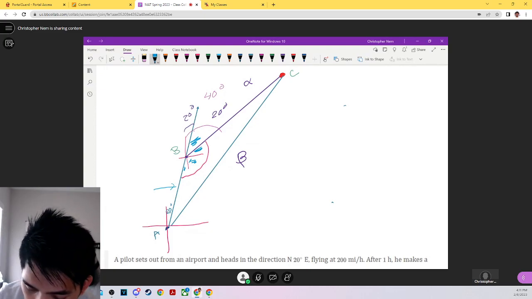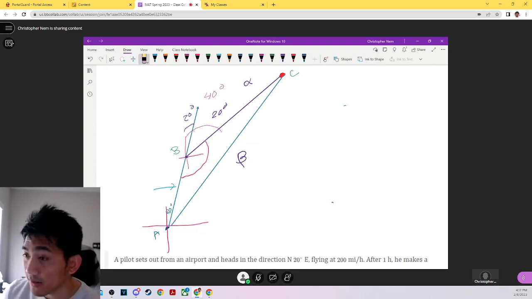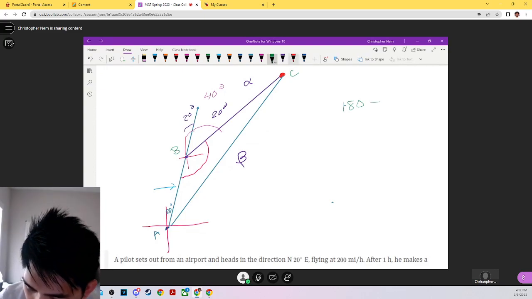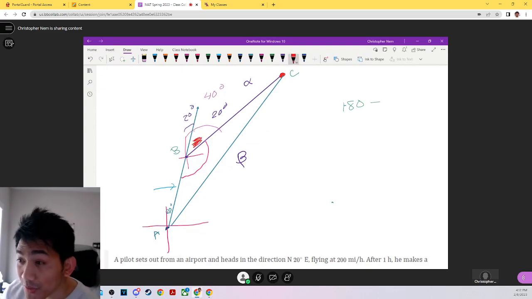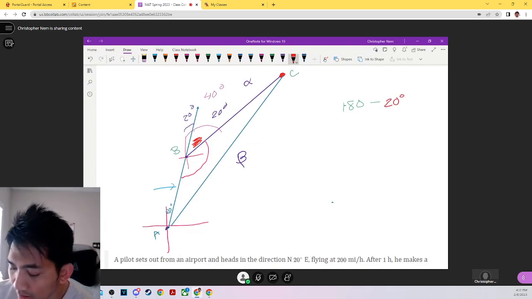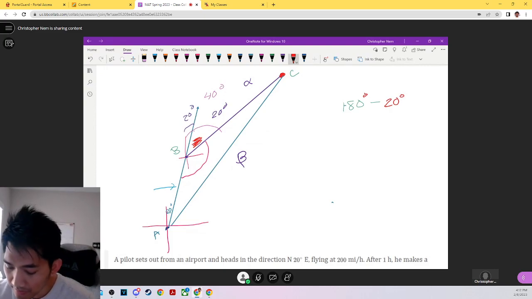Which means to solve for this piece right here, I just need to do 180 minus this little portion right here. Well, this portion is 20 degrees, which is very nice. It's very helpful. So I can do 180 minus 20 degrees. There are other ways you can get these values, but boom. So we get angle B is equal to 160 degrees.